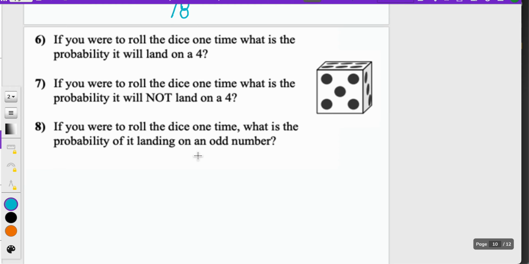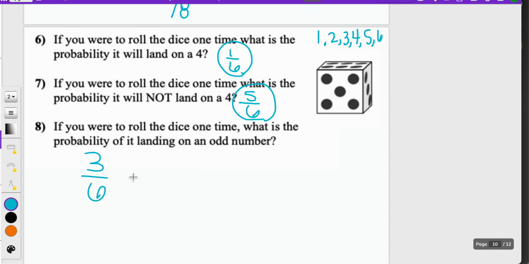Next up, if you roll the dice one time, what is the probability it lands on a 4? Well, a dice has 1, 2, 3, 4, 5, and 6 on it, and a 4 is once out of 6 turns. If you were to roll the dice one time, what's the probability it will not land on 4? Well, the numbers that are not 4 are 1, 2, 3, 5, and 6, so that is 5 out of 6 times. And if you were to roll the dice one time, what's the probability of it landing on an odd number? My odd numbers are 1, 3, and 5, so that is 3 out of 6, which reduces to 1/2.